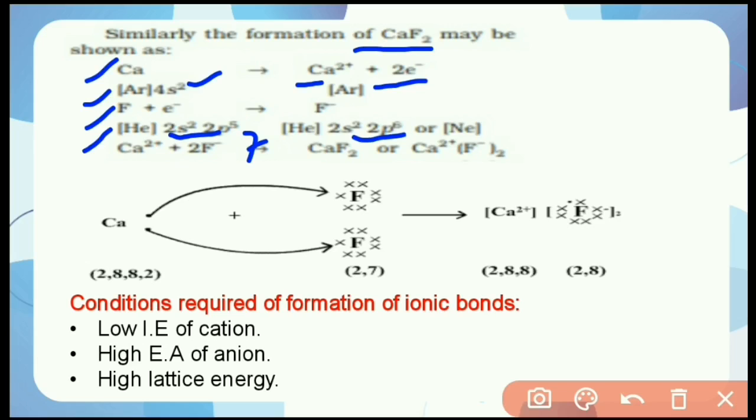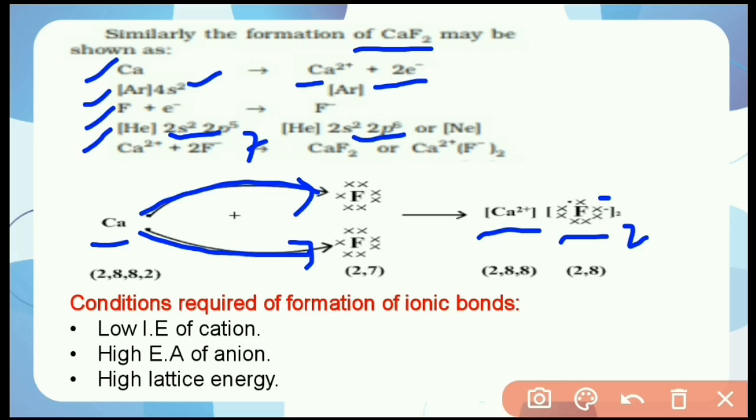So when the calcium completely transfers 1 electron to one fluorine atom and the second electron completely transfers to a second fluorine atom, after that calcium acquires 2 positive charge and forms a cation, and fluorine by gaining 1 electron acquires a negative charge and forms an anion. So here 2 anions are formed because calcium donates 2 electrons to different fluorine atoms.